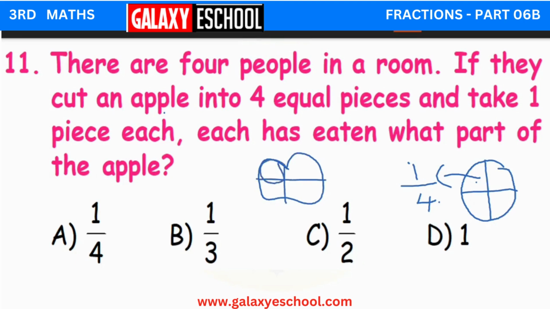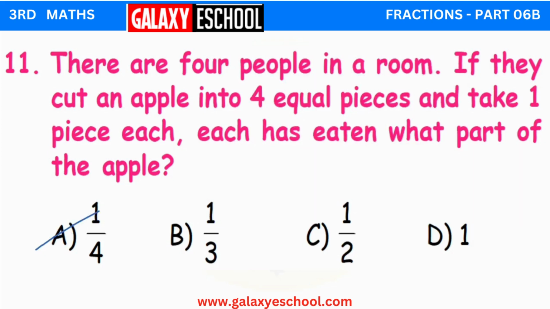So each part becomes what, children? It becomes 1 by 4. So each has eaten 1 by 4 part of the apple. Okay, option A, 1 by 4 is our correct answer.